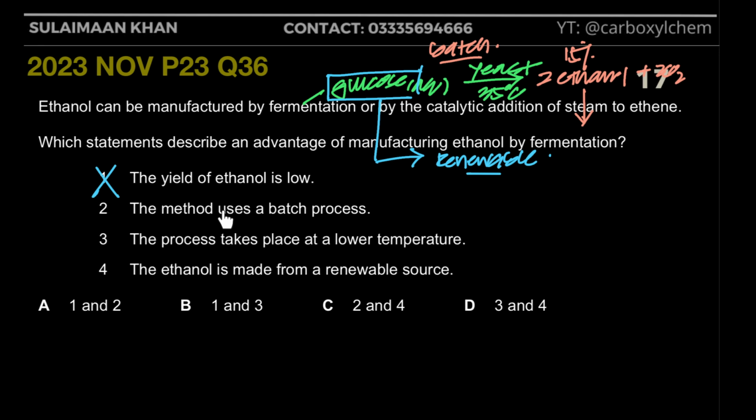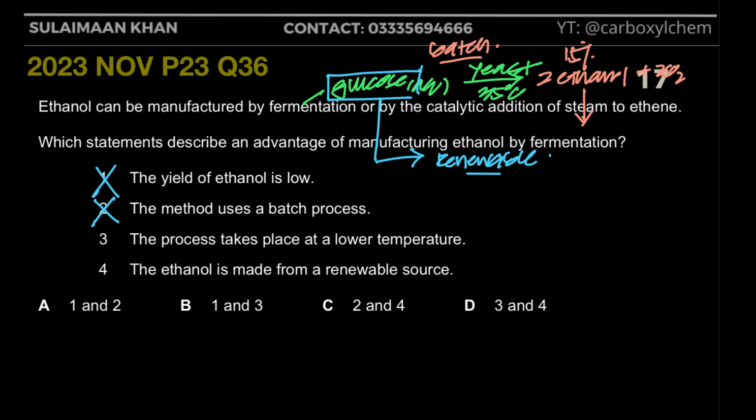Then it says the method uses a batch process. Again, batch process means it's a slow process. It's going to happen in batches. So first you're going to get ethanol and then you're going to put it through fractional distillation and then you're going to get pure ethanol. So it's a long process. It takes place in batches. First you make this, then you go on to the fractional distillation bit. So that's not an advantage. Again, disadvantage.